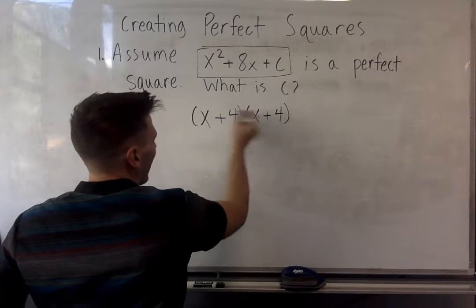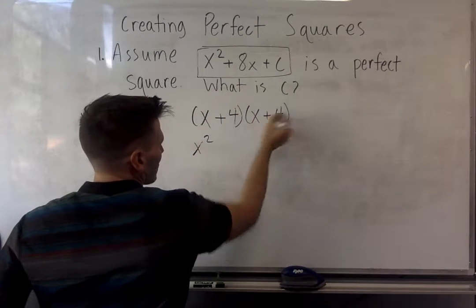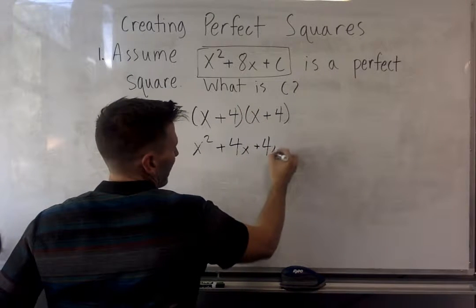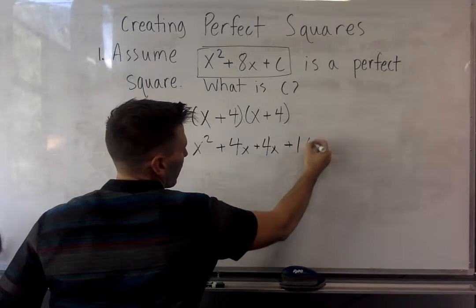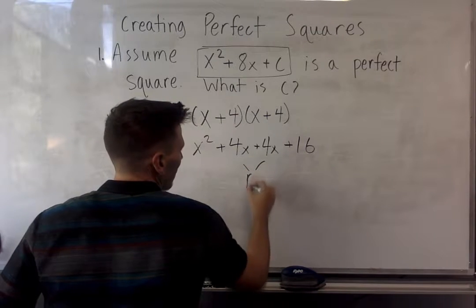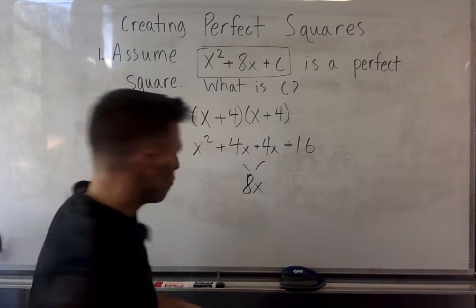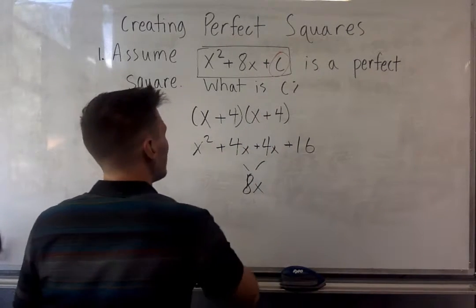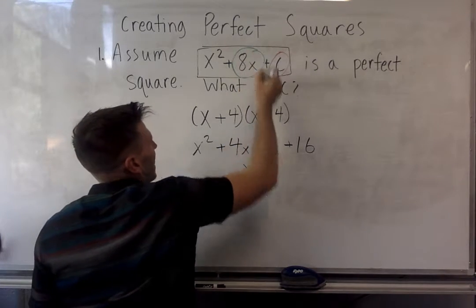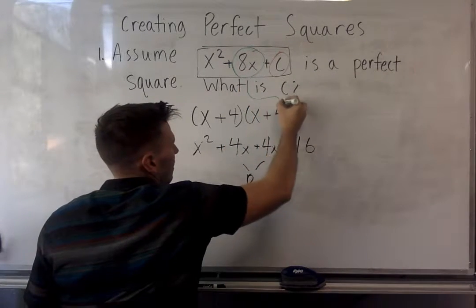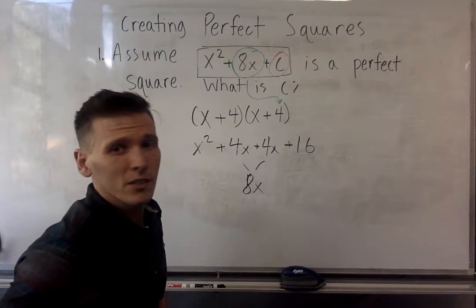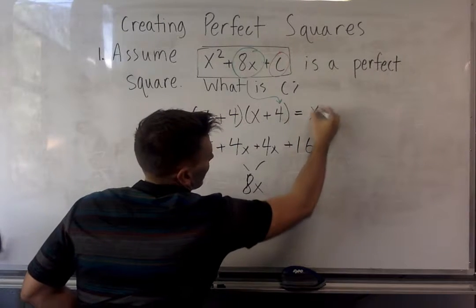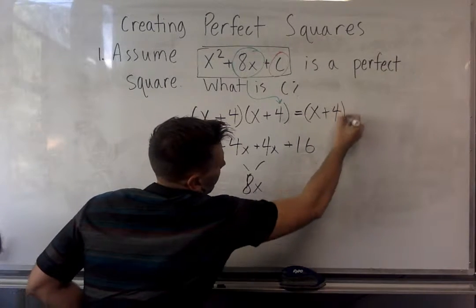Because you know that x times x is x squared, x times 4 is 4x, this middle x times 4 is another 4x, and in the last term, 4 times 4 is 16, and this 4x plus this 4x adds up to 8x. So in this really cool way, even though you didn't know what the last term c was, knowing that this middle term was 8x was enough for you to realize that the factors, if it's a perfect square, would have to be x plus 4. And so we would rewrite this just as x plus 4 squared.